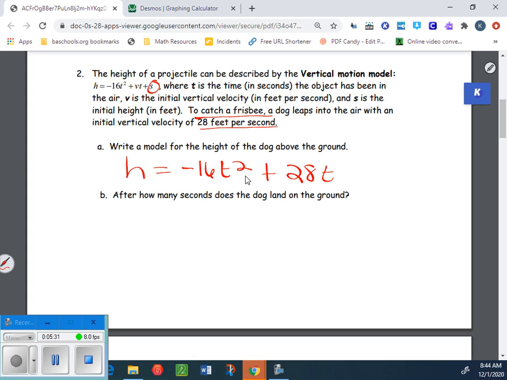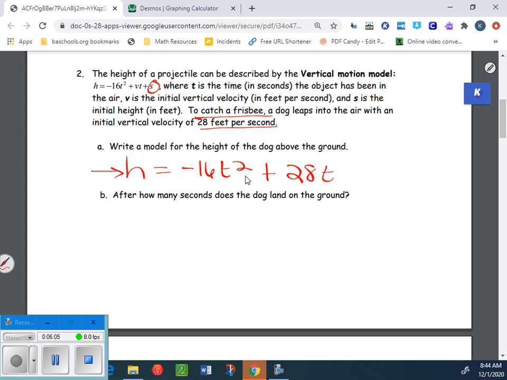And then what about his starting height? Well, think about a dog. A dog is going to be on the ground when he starts, and he's going to leap, catch the frisbee, and come back down. Okay, it may not be so arced. I don't know, I just am showing it that way. So his initial starting height would be 0. So we don't really need anything there. So there's my vertical model to show the height after any amount of time.